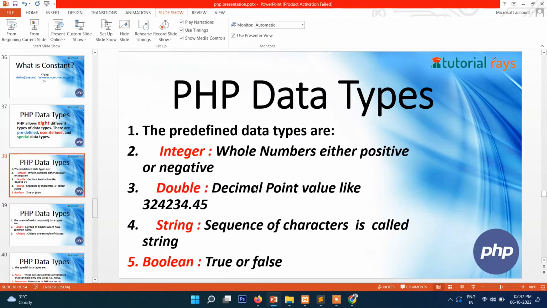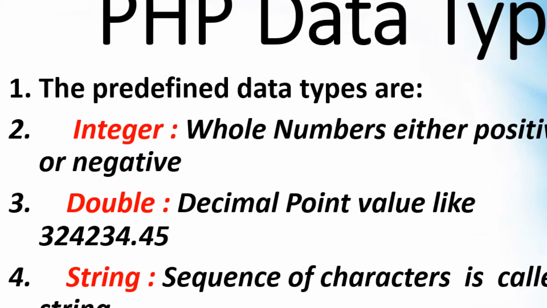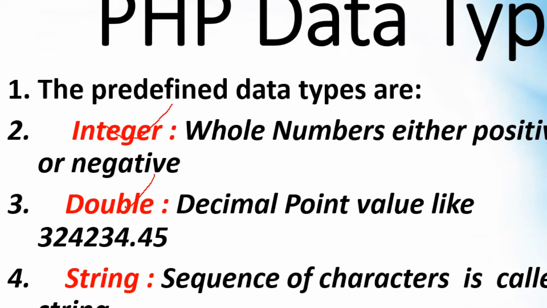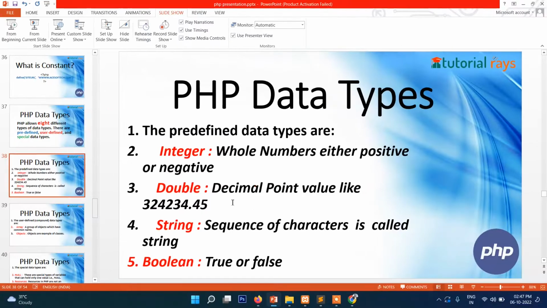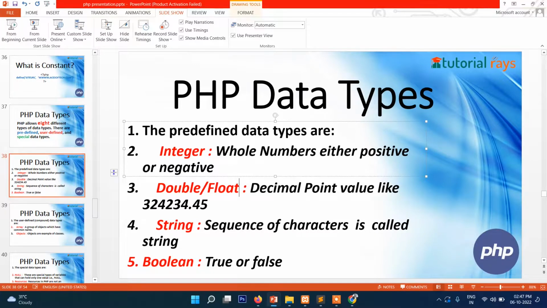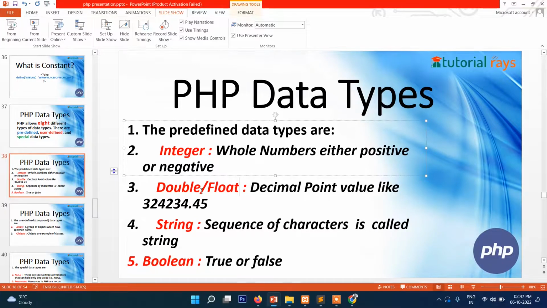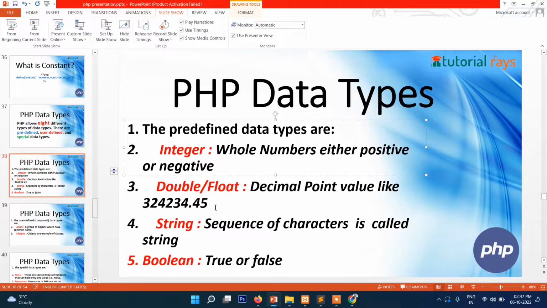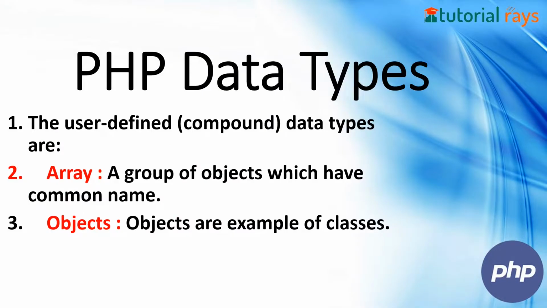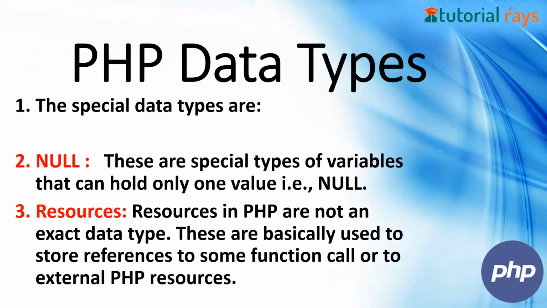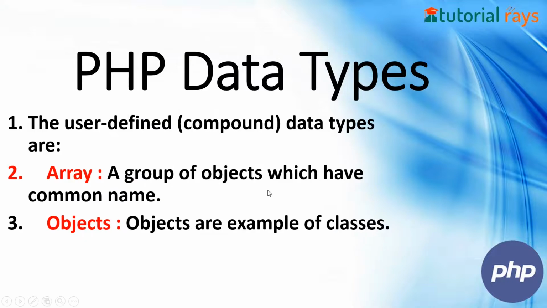Now we will see another type. We have covered integer, and you have seen double, that means float, and then string and boolean. We have seen these data types. Now let's see array and objects.